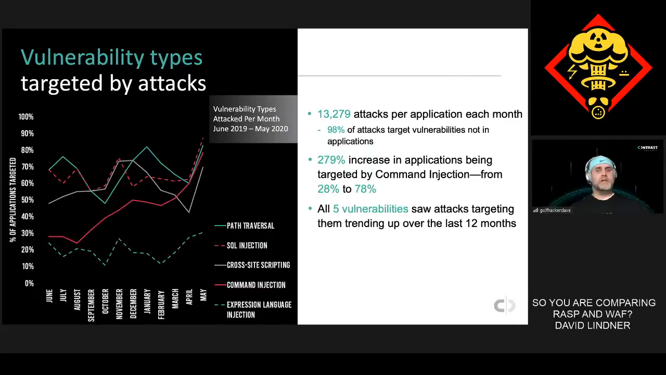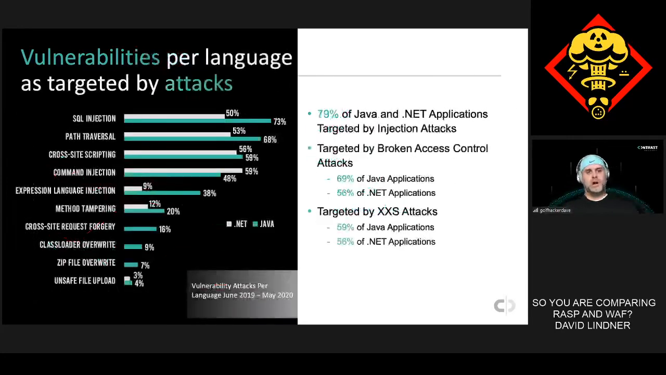The vulnerability types by language are also targeted differently, which at first glance I'm like, why is that? Do they know what language it is? Well, sometimes they probably do, right? You may be targeting different things like EL injection and OGNL injection, which are a Java type of thing, right? So you're going to naturally see more attacks against those sorts of vulnerabilities.